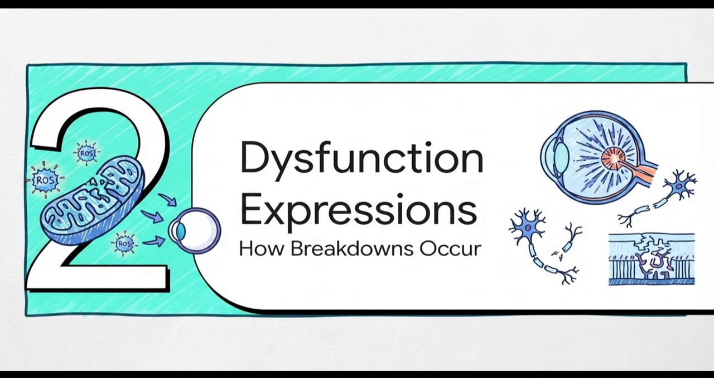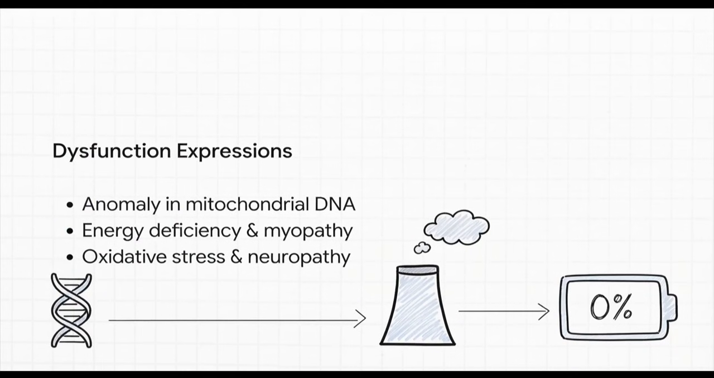Section 2. Expressions of dysfunction. Let's see how this cellular biology translates into actual physical disease. We can break this down into a really helpful rule of 3. There are 3 primary ways a breakdown in our cellular power plant expresses itself.